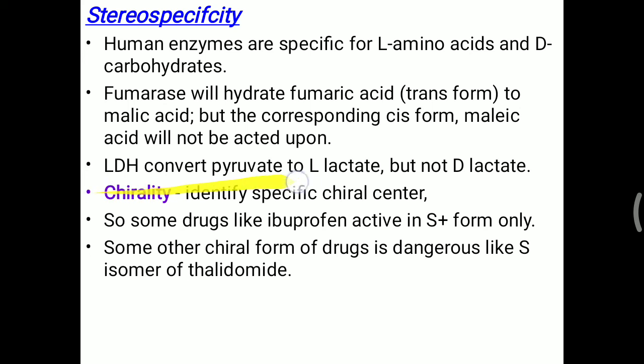That shows the chirality of the enzyme, and this is very important for understanding various drug activity also. Some drugs like ibuprofen are active in the S-plus form only. If it is any other form, then the drug is not able to work properly. Some other chiral forms of a drug are sometimes dangerous, like the S isoform of thalidomide, and that is also one kind of specificity of the molecule in relation to enzyme activity. So you have to remember: absolute specificity, bond specificity, group specificity, stereospecificity, and you have to remember about the chirality. So that's all about the specificity of the enzymes.